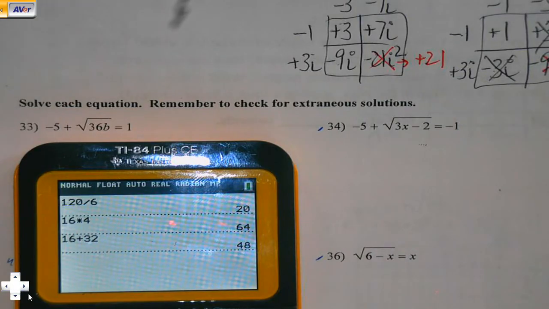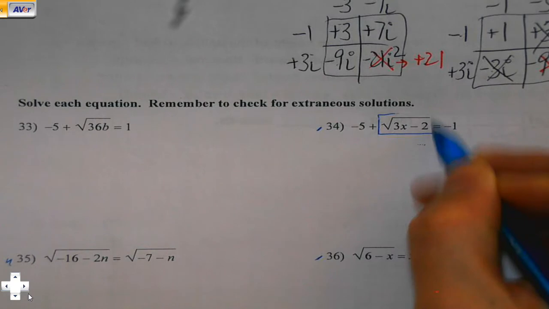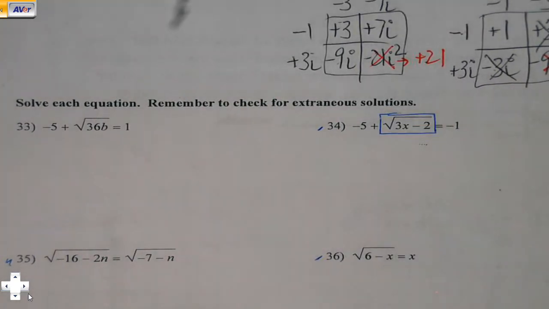So as we move to number 34, let me get the calculator out of the way for a minute here. Solve each equation. Remember to check for extraneous solutions. Now remember, almost all the time, extraneous solutions are going to be when we have two answers and we need to check for something like that. So as far as the test itself goes, we're just going to have a couple of these that we're playing with. So my first job is going to be to isolate my radical.